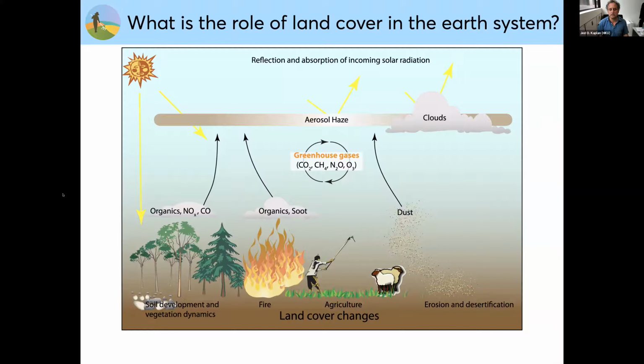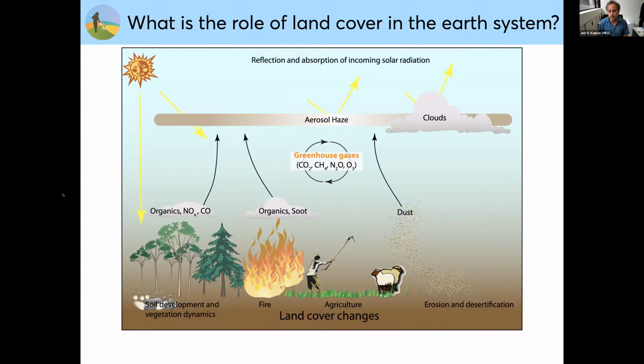Land cover changes are brought on by people to use that land for their own purposes, whether that happens to be agriculture, pastoralism, or hunting and gathering. All of those human activities can lead to changes in the landscape. And those changes in the landscape can feed back to the atmosphere and in turn influence climate.